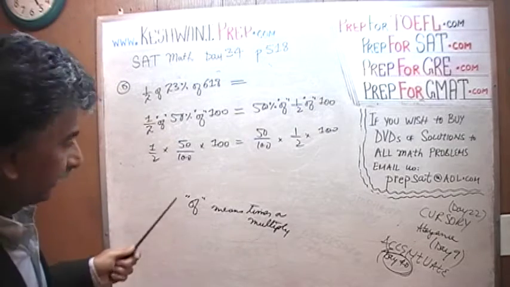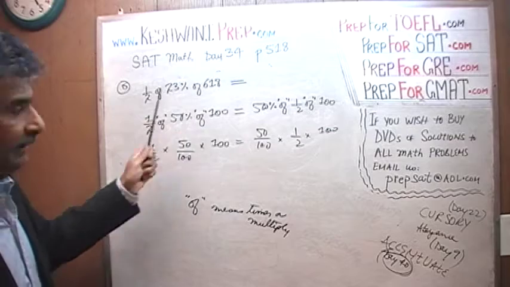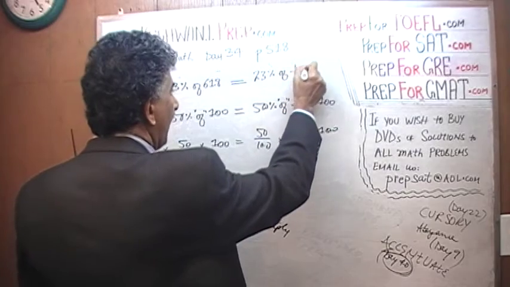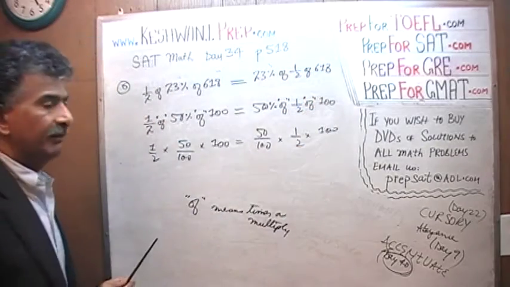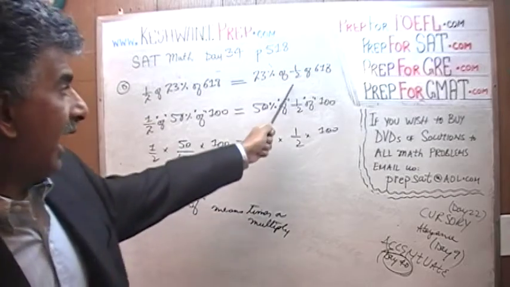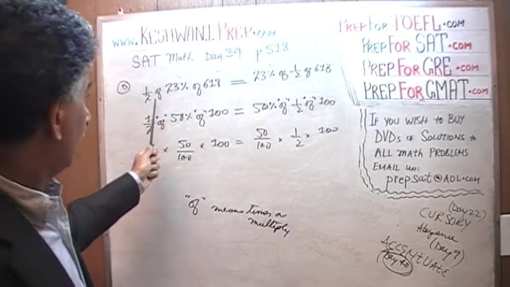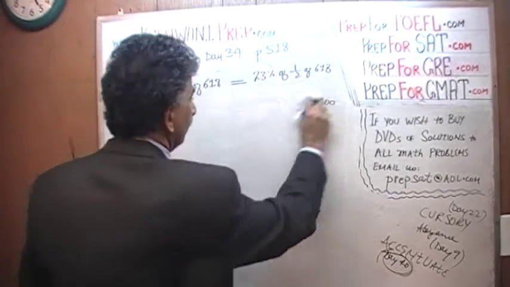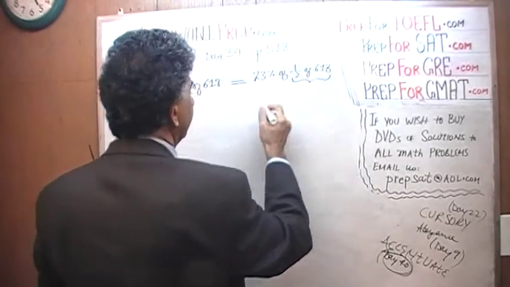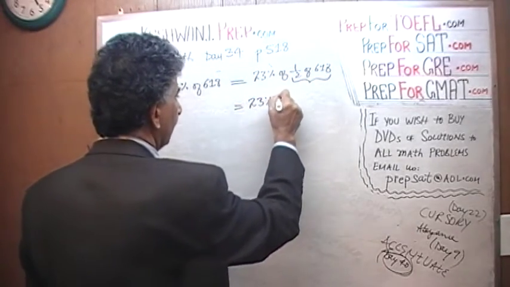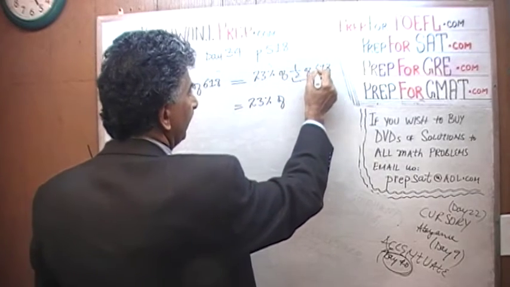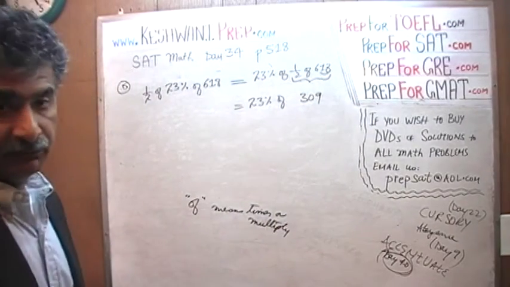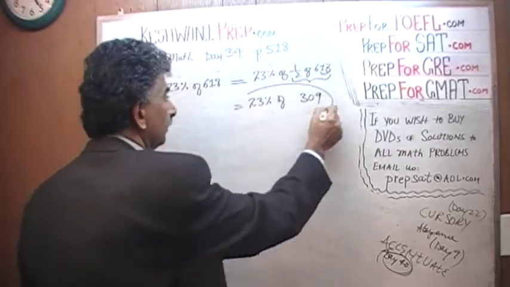So the quantity they're asking for, half of 23% of 618, is the same as 23% of half of 618. It's the same exact thing. Let's see what that works out to be. Half of 618: half of 6 is 3 and half of 18 is 9. Half of 618 is 309. There you go, there is your answer.